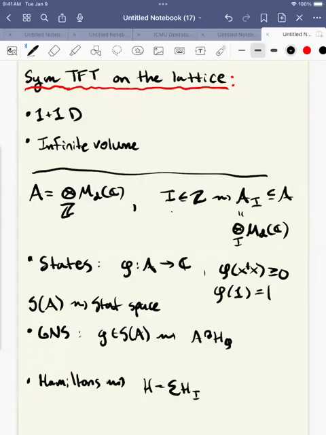I want to understand phase transitions. I don't want everything being on the same Hilbert space. I want to be able to look at different ones.